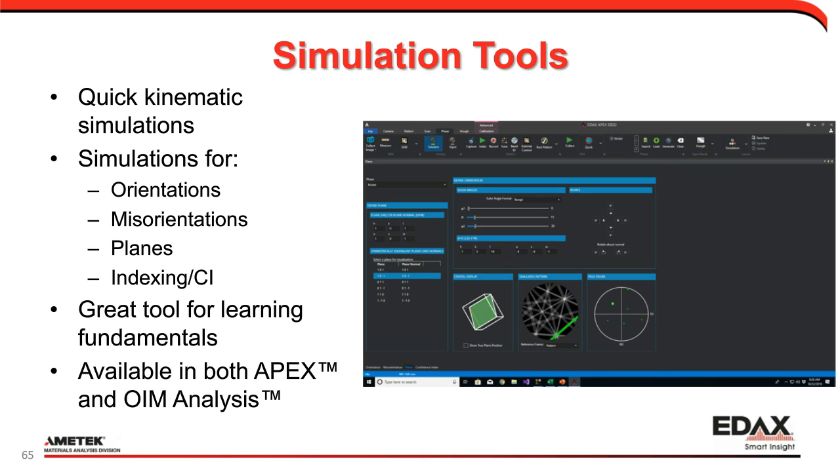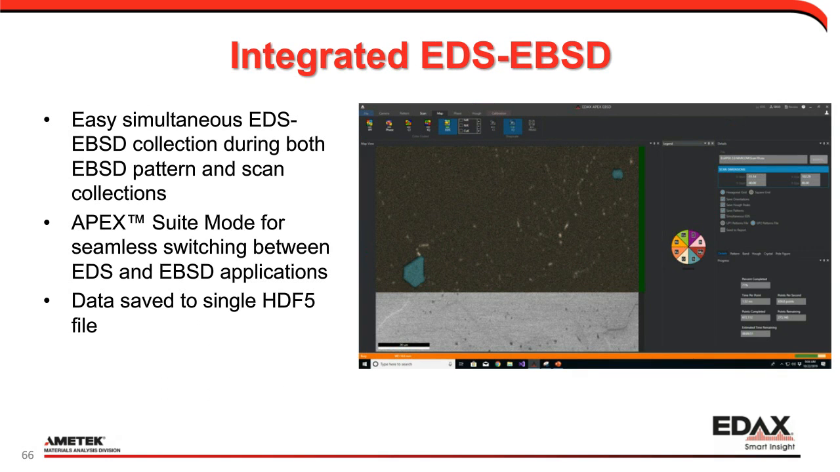Of course, I haven't mentioned it too much, but this is fully integrated with the EDS side. And so it's very easy to collect simultaneous EDS, EBSD data, both in pattern mode. If you're collecting a single pattern, you can basically say, I want to collect my EDS spectrum here as well, and you'll see the spectrum alongside the EBSD pattern. You can do your quant information right there, use that to help load what the phases are, and then do your indexing.